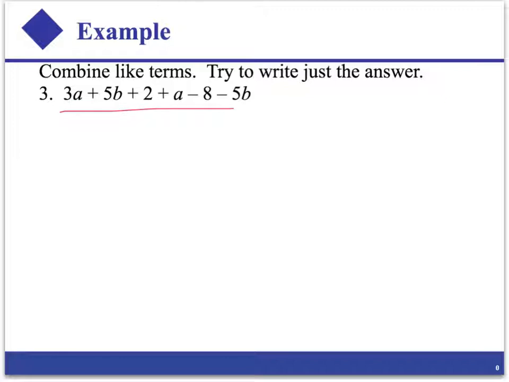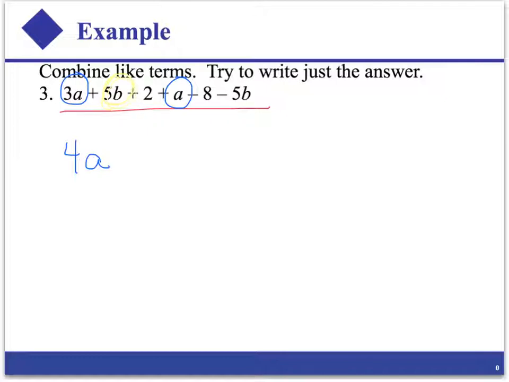Let's look at this one, see if you can come up with it. I would say the a's go together. I have a 3a, and remember it's understood that it's a 1a. And then I have, let's see, I have a 5b.